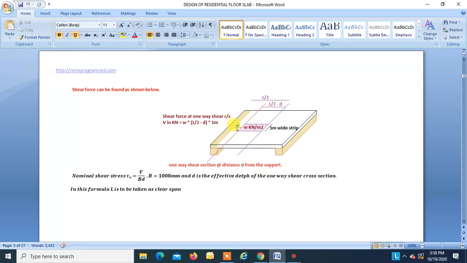So this is distance D, where we have to take the one-way shear section at about distance D from the support. We are taking a 1 meter strip. The load acting is W, that is kilonewton per meter square. So V is equal to W into this length, that is L by 2 minus D, into 1 meter. This is how we get V. So nominal shear stress, tau v, is equal to V divided by bD. B we found by this formula. B is 1 meter and D is the depth of the section of the slab over here. So this is how we find the nominal shear stress.